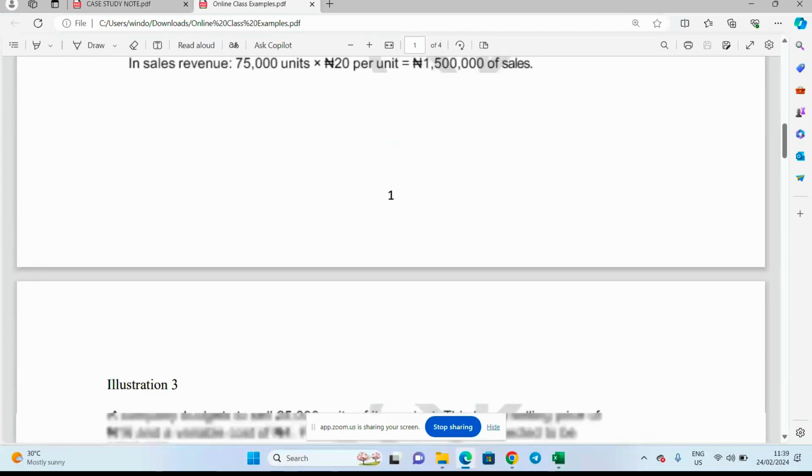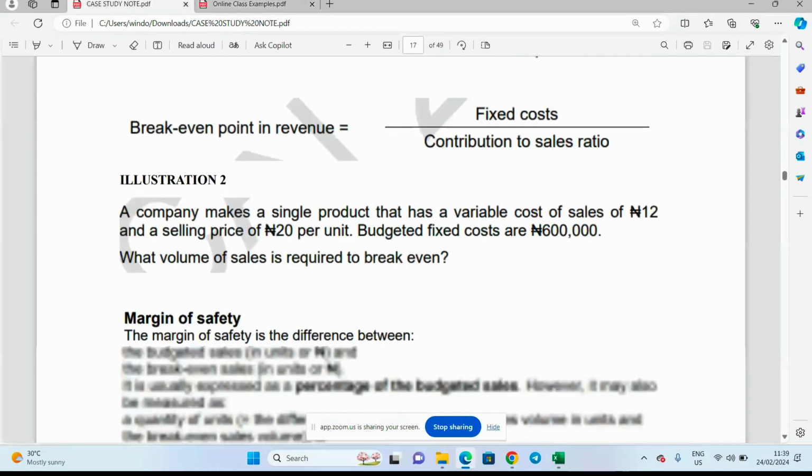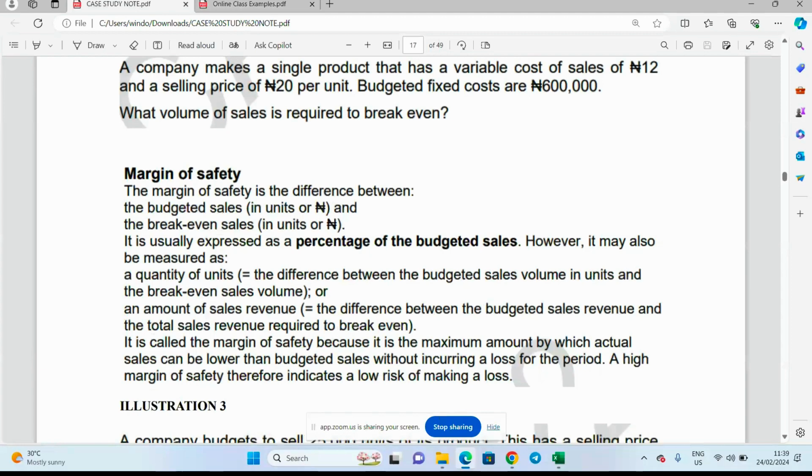Okay, let's go to the third illustration. But before we go there, let's read. There's something called margin of safety. It's just the difference between budgeted sales and break-even sales. That's all. Margin of safety is the difference between budgeted sales, maybe in units or naira, and break-even sales, be it in naira or units. You understand?